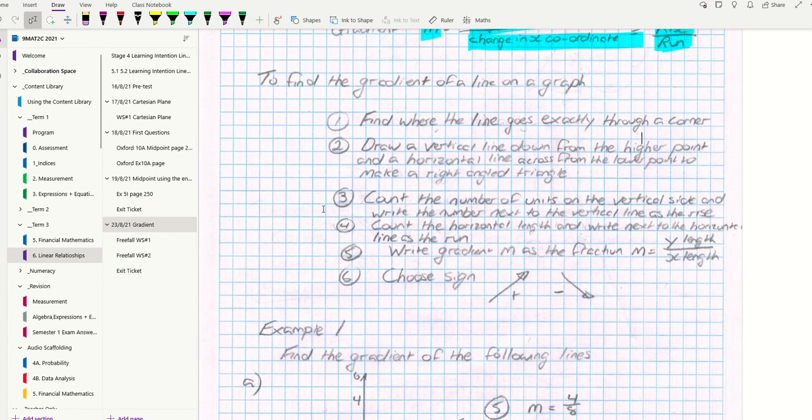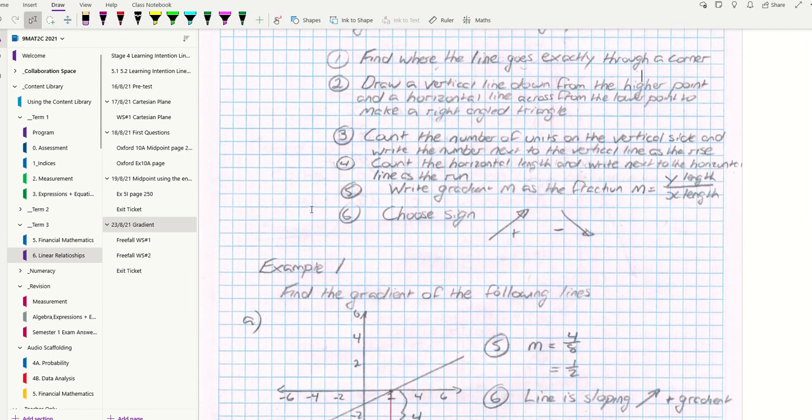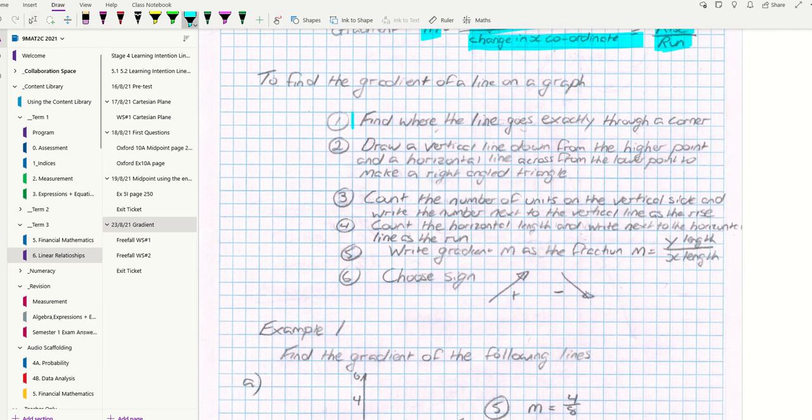This is a bit similar to what we were doing when we were finding the midpoint. If the line is on a graph, so we've got a line on the graph already, we're going to look for where the line goes exactly through a corner, where it's exactly whole numbers, like the point (2, 3). We don't want to have 2 point something or 3 point something. When we find those 2 points, we're going to draw a vertical line from the higher point and a horizontal line from the lower point to make a right-angled triangle.